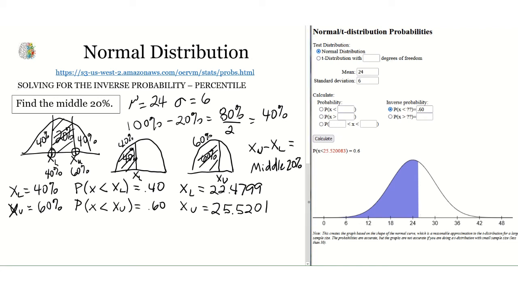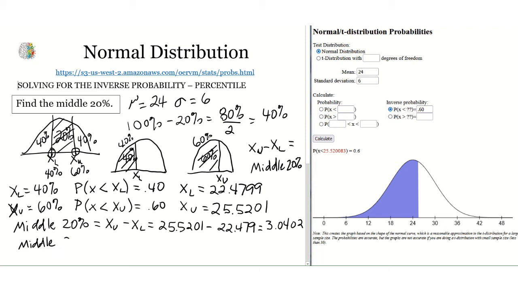So now I'm going to take those two numbers. I want to get the middle 20%, and so that is going to take that upper boundary minus the lower boundary, and when I subtract those two values, that gives me 3.0402. So that tells me that the middle 20% equals 3.0402. So this would be the answer to my problem.